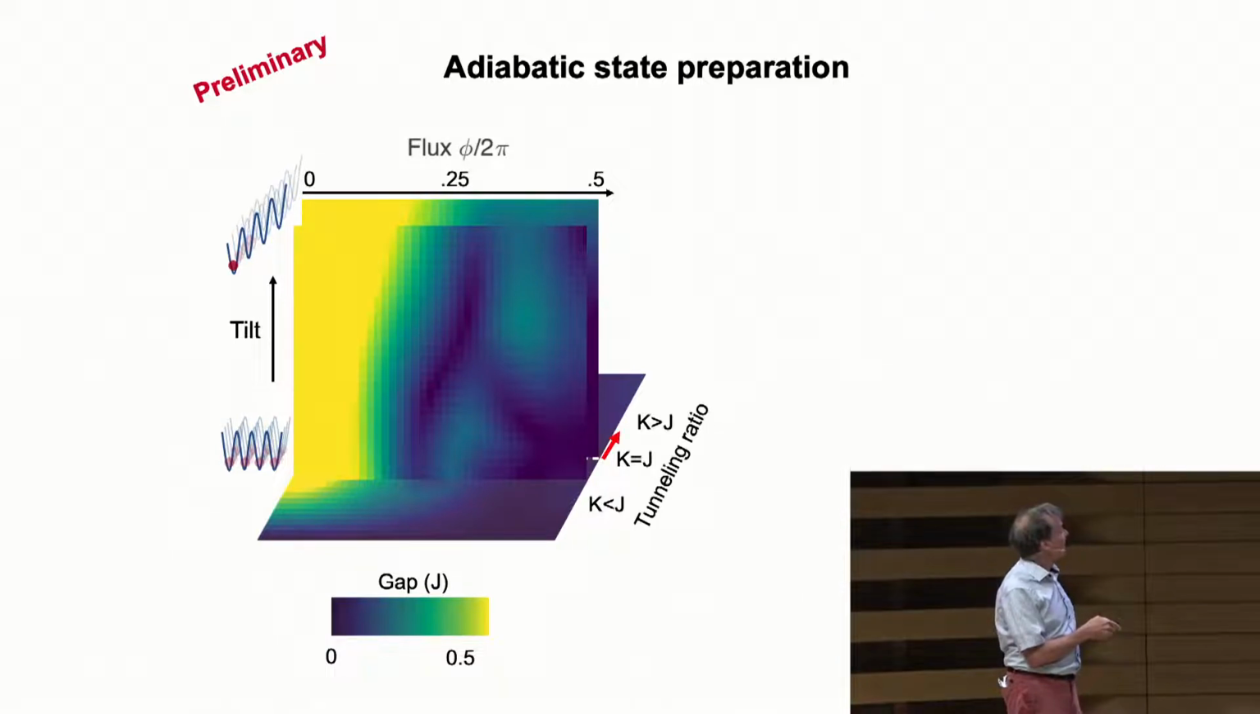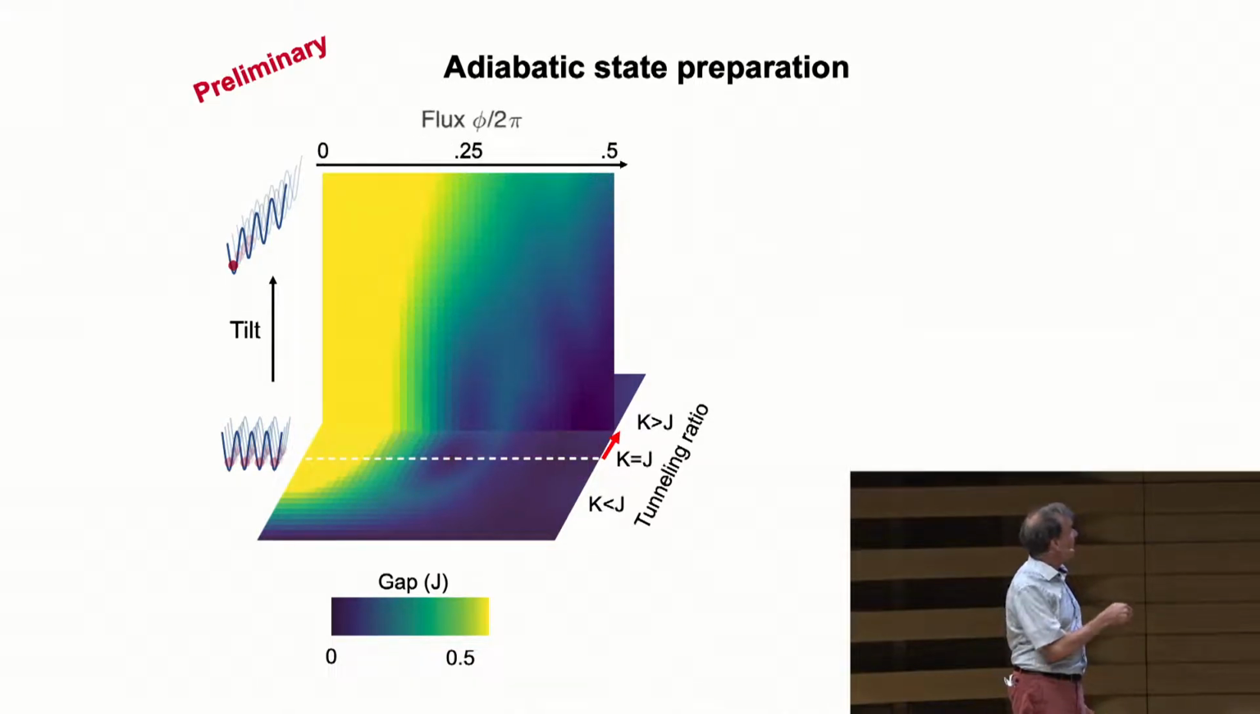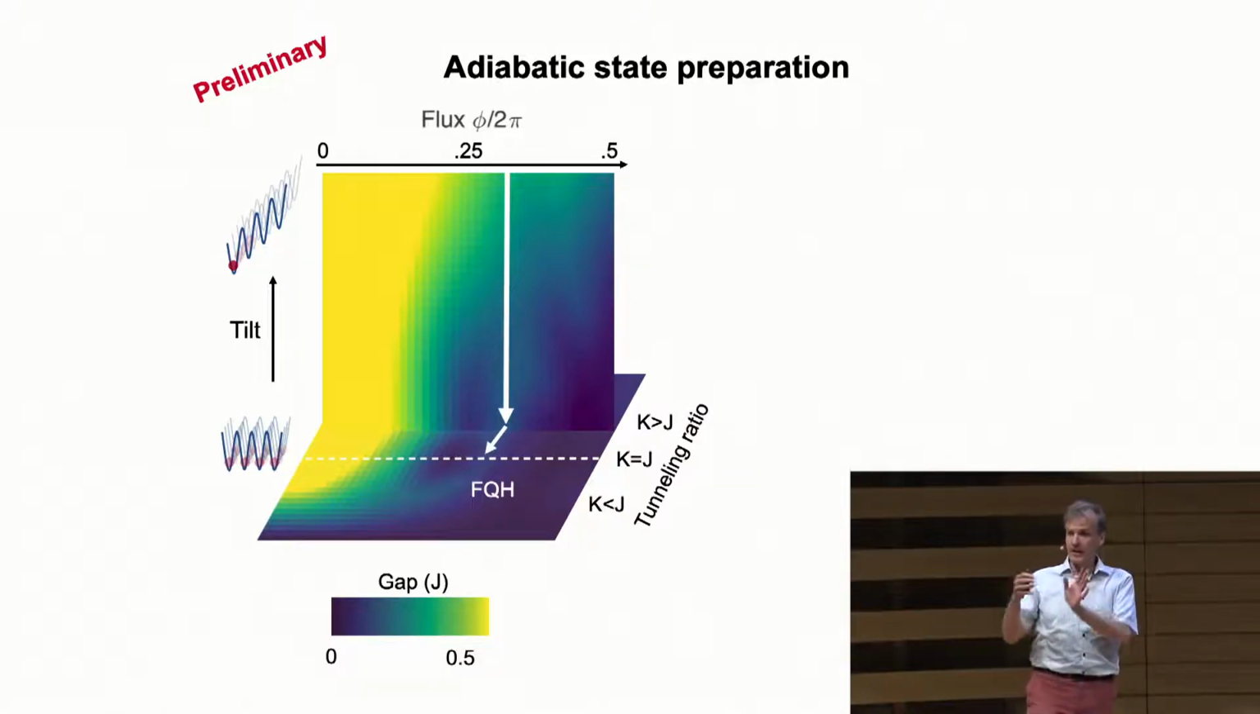But if you move it the other way, if you keep a finite ratio in X and Y tunneling, then you actually see that there's a continuous connection here. And so the idea would be to go down here and then cross over here, make the tunneling equal in X and Y, and go to the fractional quantum Hall state.